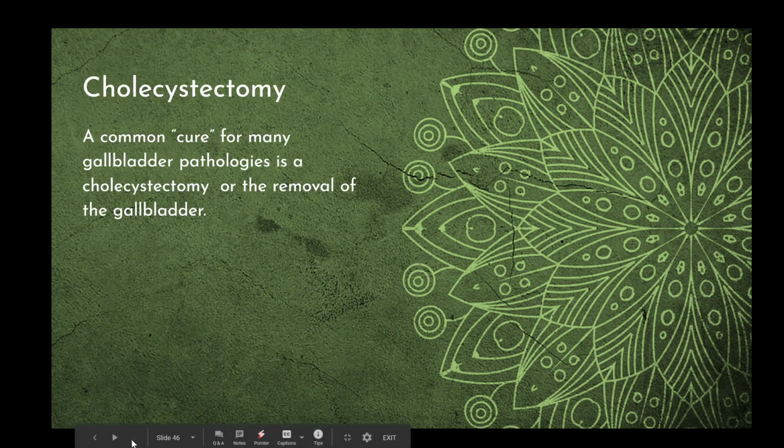And last but not least, last slide guys, cholecystectomy. So cholecystectomy is basically, for lack of a better word, a cure for many gallbladder pathologies. You have a stone, let's take the gallbladder out. Cholecystitis, let's take the gallbladder out. Gallbladder's not functioning 100%, let's take the gallbladder out. A lot of people have had their gallbladders removed.